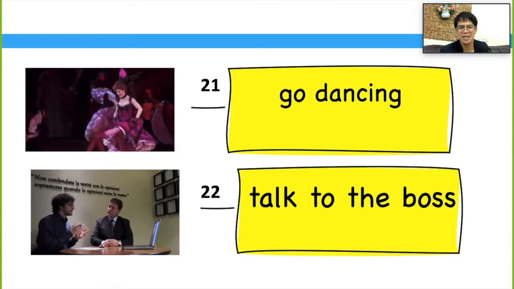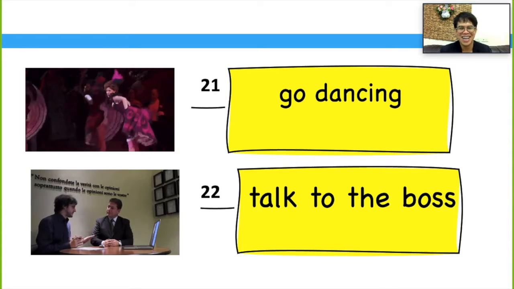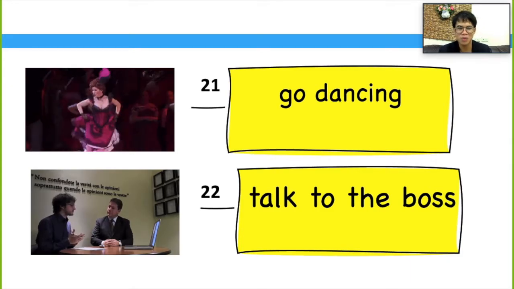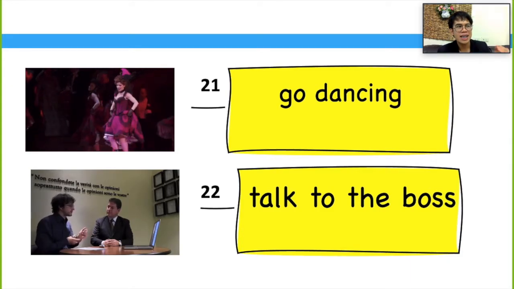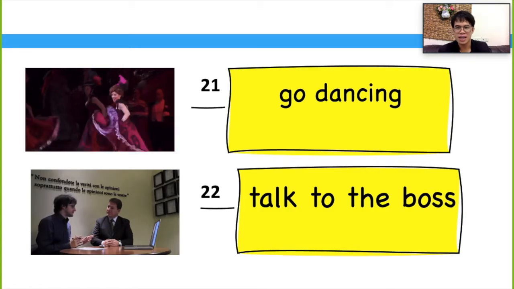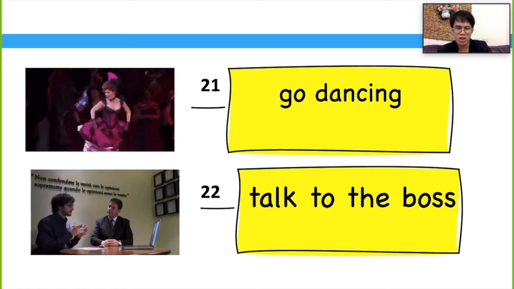Go dancing. So you dance. And number 22 is talk to the boss. So you talk to the boss. The boss is the leader of a company. So that's your boss. So you can talk to the boss.